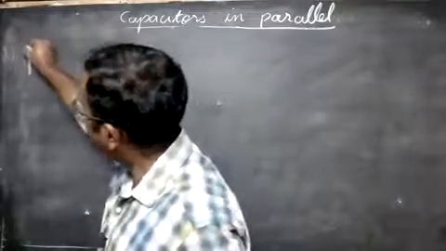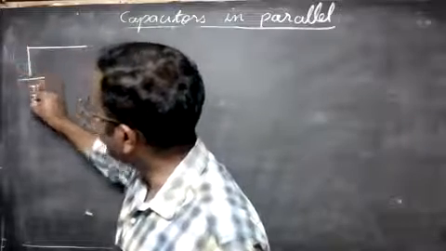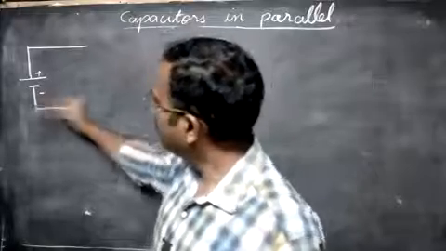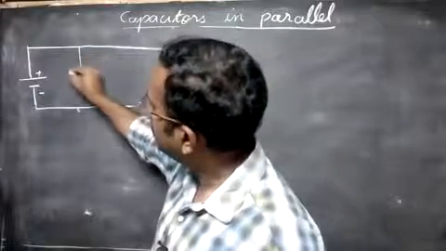Now I'll draw it this way. First we'll take a cell here. This cell has a positive and a negative terminal. Then we have the rails here, like this. Then you connect three capacitors now.